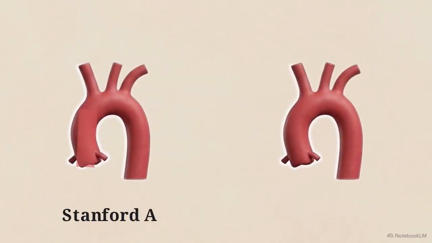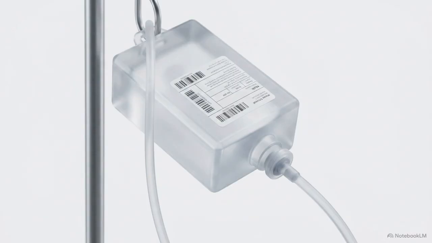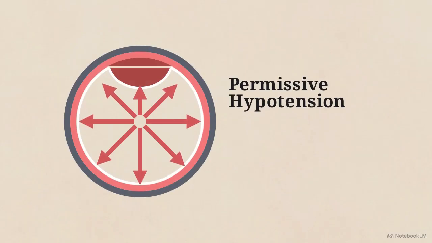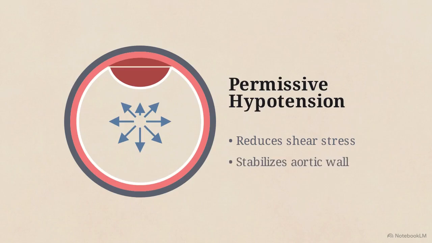Stanford A dissections involve the ascending aorta, while Stanford B dissections remain confined to the descending column. The absolute first step in management is strictly pharmacological. Physicians administer a short-acting beta blocker, typically esmolol, immediately. The goal is permissive hypotension to drop the shear stress on the aortic wall.